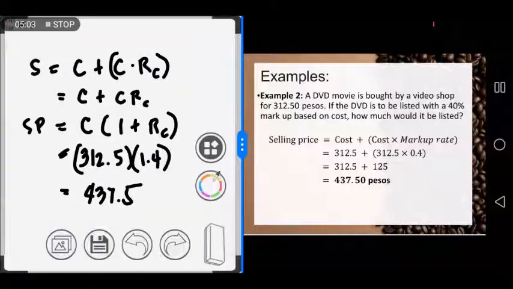For example, if the cost is 100% and your markup rate is 75%, you can multiply the cost by 175% to get the selling price. So, this is just another way. Again, you can do this or you can do this. You can choose either of the two.